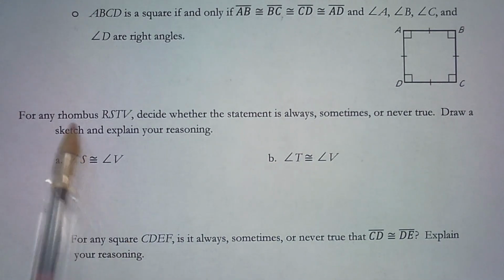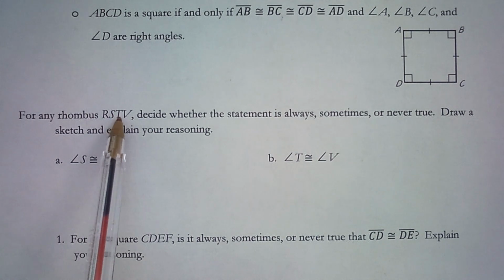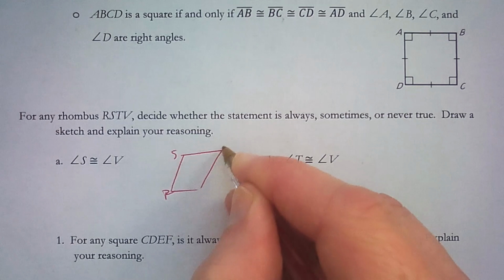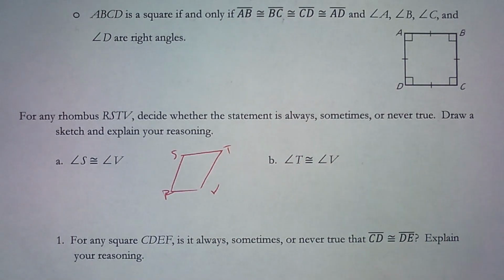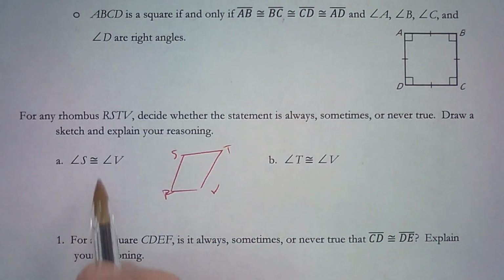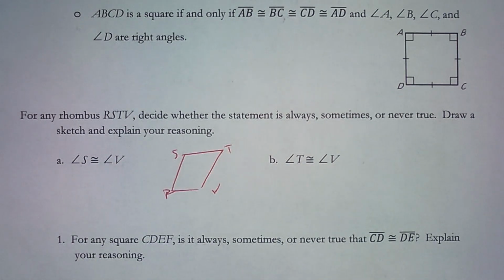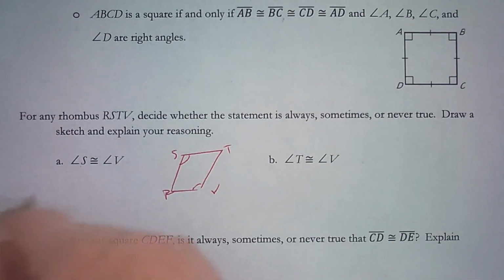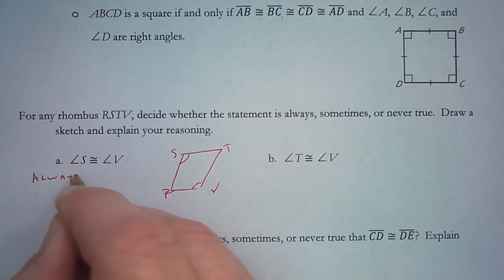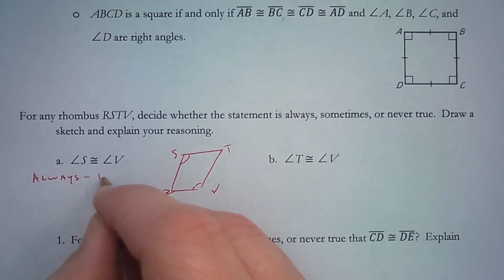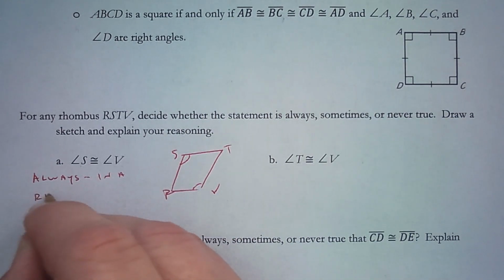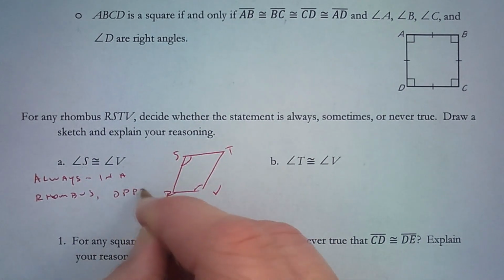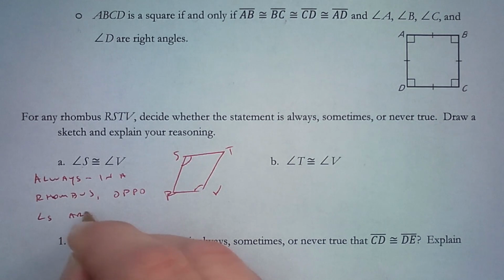So now we're thinking in terms of a rhombus, RSTV, and I'll draw that. Is it always, sometimes, or never true that angle S is congruent to angle V? For a rhombus, I'm going to say that is always true, because in a rhombus, opposite angles are congruent.